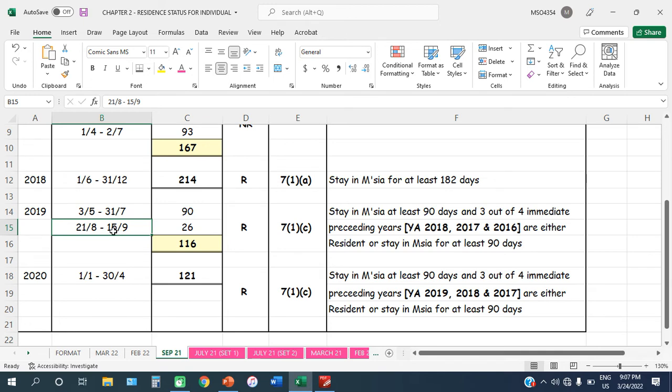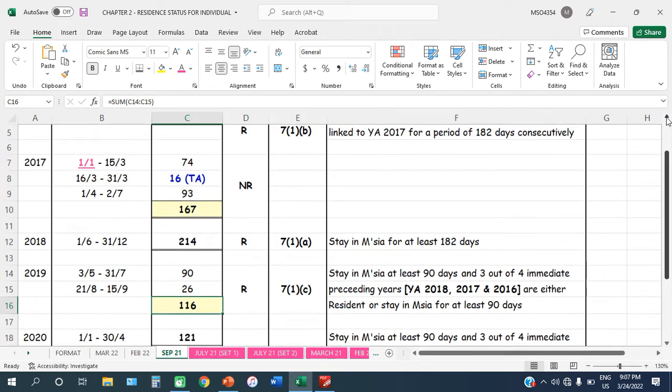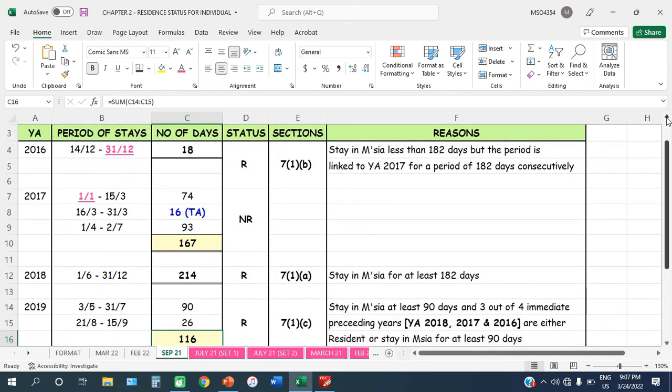How about C? Okay, let's try C. Stay in Malaysia at least 90 days. So, number of days is more than 90 days, isn't it? Okay, second condition. 3 out of 4 immediate preceding years, you are given an option: resident or stay in Malaysia at least 90 days. Okay, one by one.